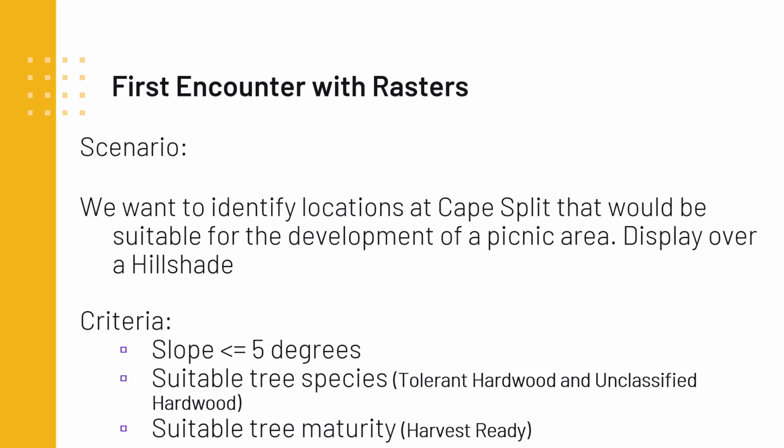The other thing I'd like to look for is suitable tree maturity. So there's a potential that we might have to take a couple trees down in making our picnic park. So if we have to take them down, we want to make sure they're harvest ready. We wouldn't want to go into something that would be considered old growth or something that has very young growth that maybe somebody's just planted. So ideally, we'd like the trees to have the maturity of harvest ready.